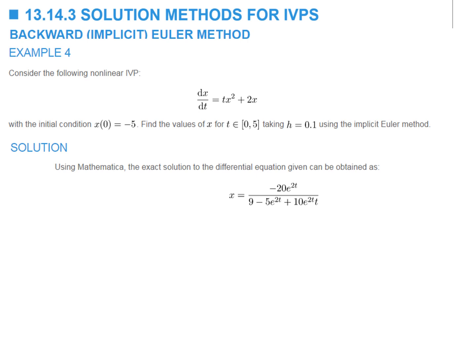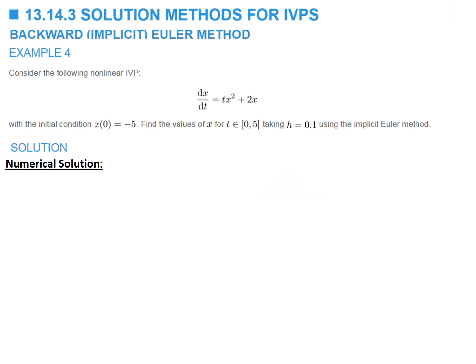The slope is given by this nonlinear equation of x. dx/dt is equal to 3x squared plus 2x. We have an initial value. When the time is 0, x is equal to -5, and I'd like to advance in time. Time goes from 0 to 5. I'd like to know what the value of x is as time goes from 0 to 5 using a time step of 0.1. Luckily, I have an exact solution. I can actually integrate this equation to find a value of x. x is given by this formula.